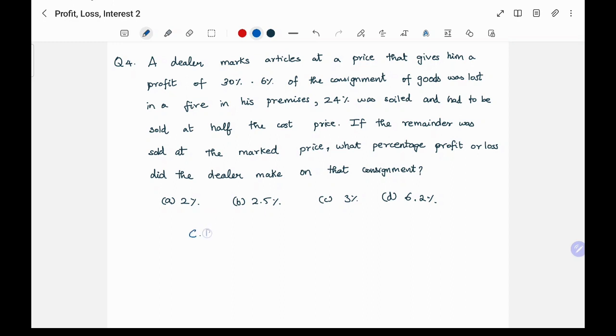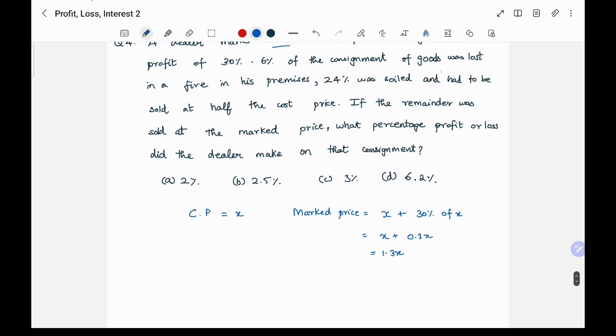Let's assume the cost price of the articles as X. So what will be the market price? The market price is such that it gives him a profit of 30%. So it should be X plus 30% of X. So it is X plus 0.3X. So 1.3X is the market price.